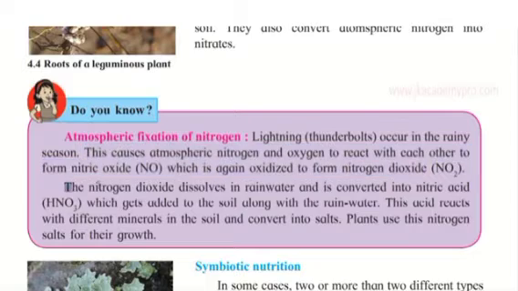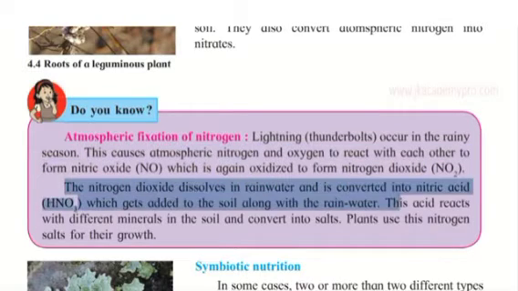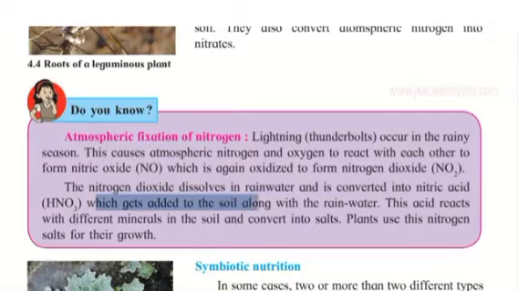So the nitrogen dioxide dissolves in rainwater and is converted into nitric acid, which gets added to the soil along with the rainwater. The acid reacts with different minerals in the soil and converts into salts. So plants use these nitrogen salts for their growth.